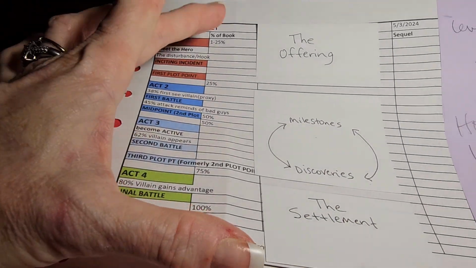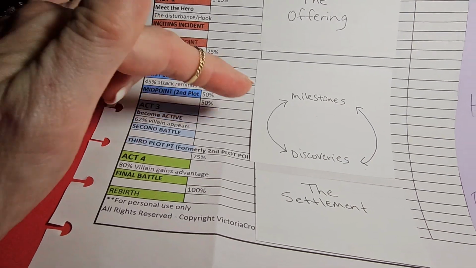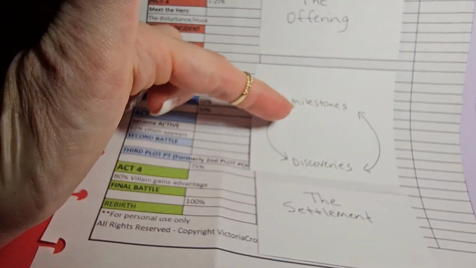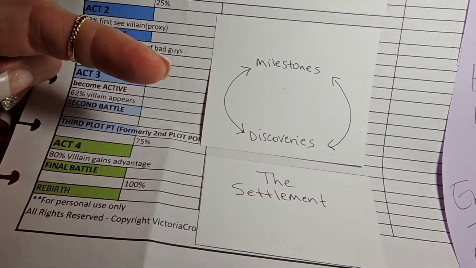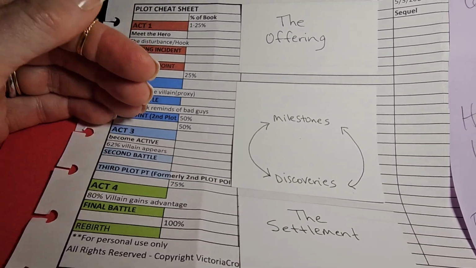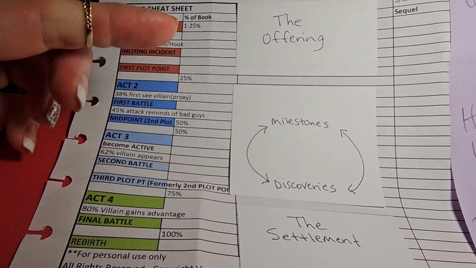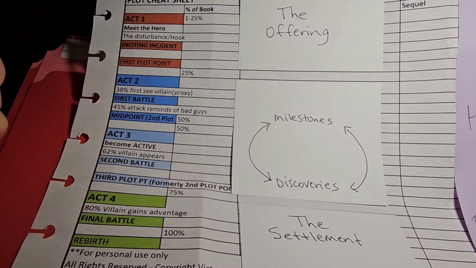You may recall from my breakdown, Act 3, which is the one we're looking at today, exists within the middle part. That's where the milestones and the discoveries are. That's where your characters are making progress, making headway, making errors and learning from those errors. This is where all of the meaty action of the story takes place.